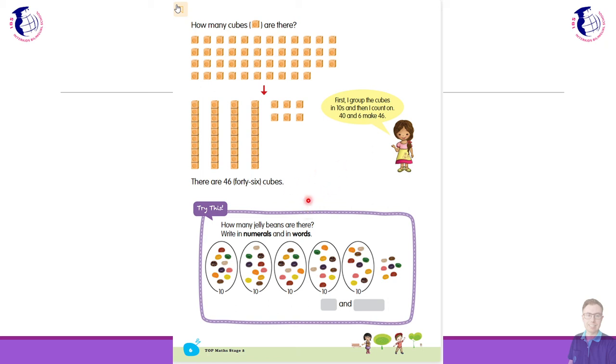Another little try this box. How many jelly beans are there? Write in numerals and in words. So pause the video if you need a bit of time to do this, and then unpause when you're ready to check your answer. So we have 1, 2, 3, 4, 5 tens, that's 50. And 7 ones, so that would be 5 and a 7, 57.